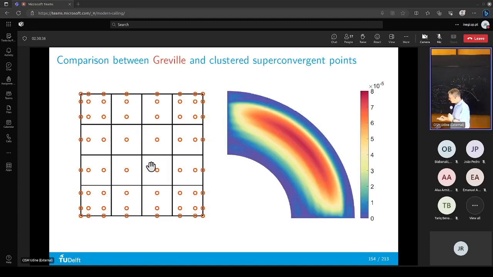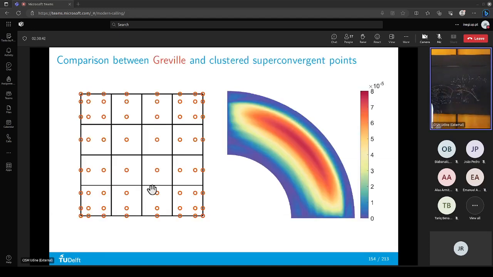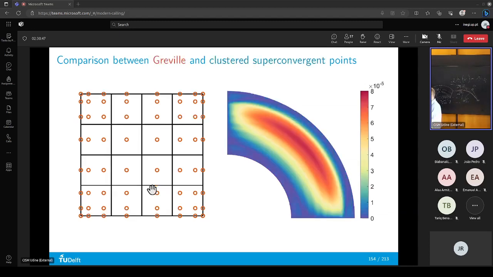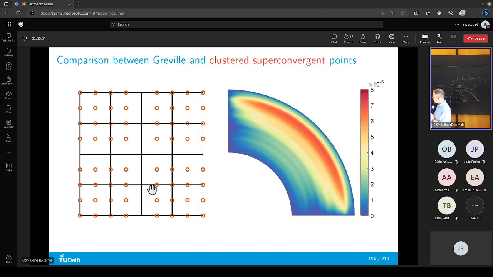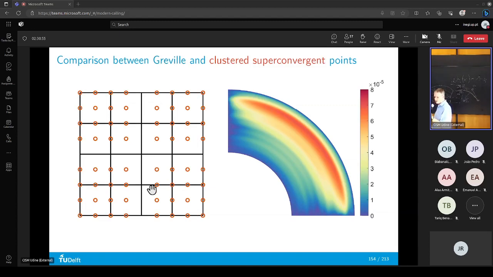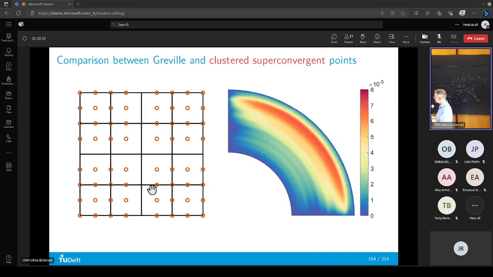Instead of using the Greville points, we can also use maybe better points. Again, this is the Greville. Now I use something called clustered superconvergence points. If I go back and forth, it is reducing. It's still not as good as Galerkin, but it's at least reducing. It's not so much big dark red, but less.